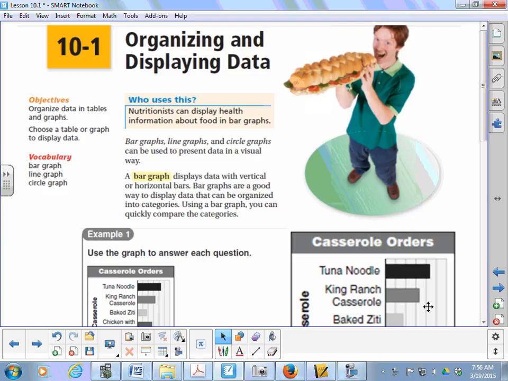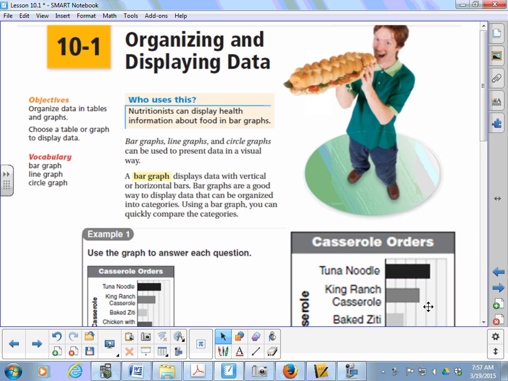We're going to work on organizing and displaying data. And basically what this is going to be is reading graphs. So if you're a very experienced graph reader, as far as different types of graphs, then this shouldn't be too difficult for you today. And there's a bunch of examples. There's actually 6 different examples, but most of them are just whether you can read a graph correctly or not, and looking at the different types of graphs and reading them correctly.